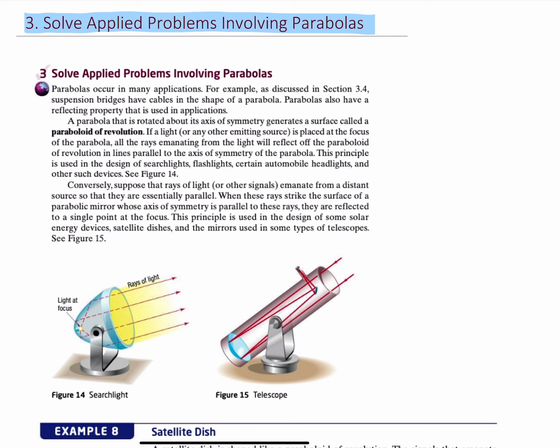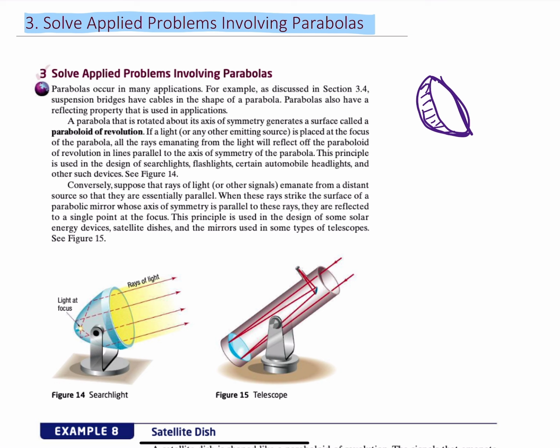It says a parabola that is rotated about its axis of symmetry generates a surface called a paraboloid of revolution, kind of like a cup or like a satellite. I think that will be our example. Yeah, if you take a parabola and then rotate it around in 360 degrees, it carves out this paraboloid of revolution shape. It says if light or any other emitting source is placed at the focus of the parabola, all the rays emanating from the light will reflect off the paraboloid in lines parallel to the axis of symmetry of the parabola.